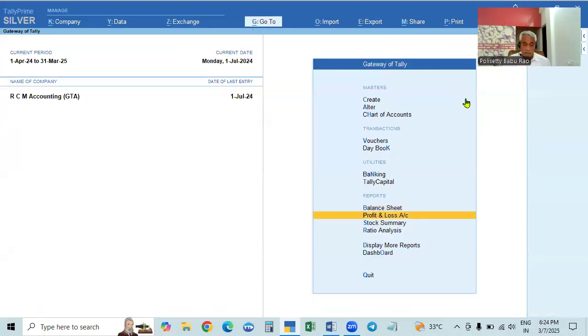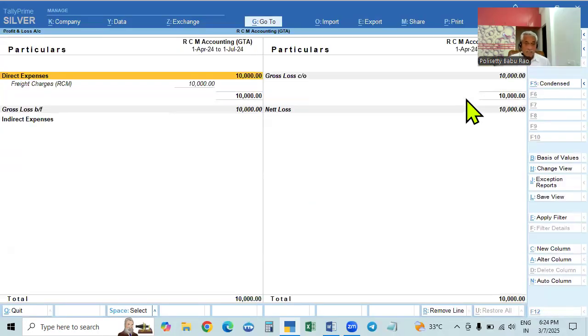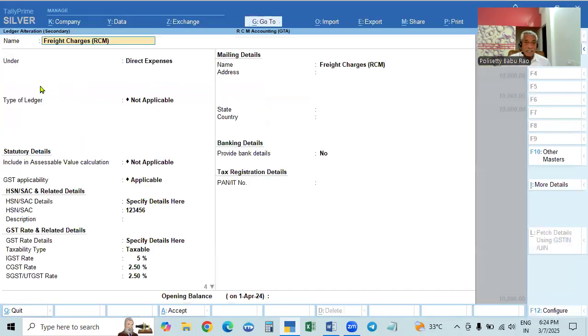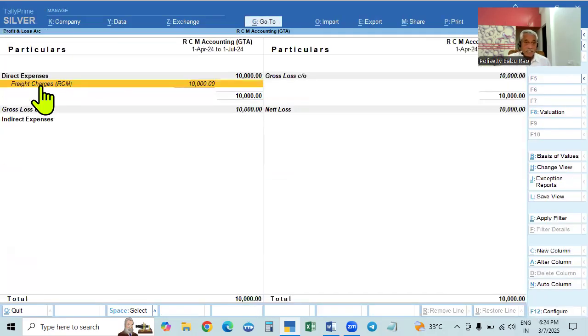And if you go to the profit and loss account, the direct expenses under GTA. See, GTA freight charges we have created under direct expenses. That is what is showing on the trading account, because for purchasing goods, to receive the goods from the seller, we have paid this. So it is a direct expense.